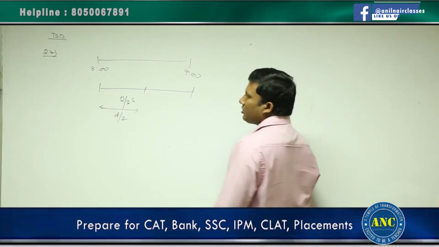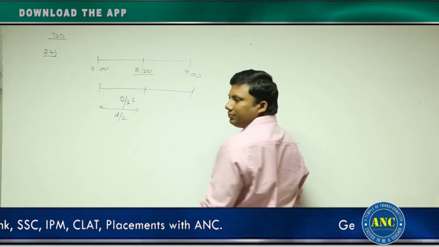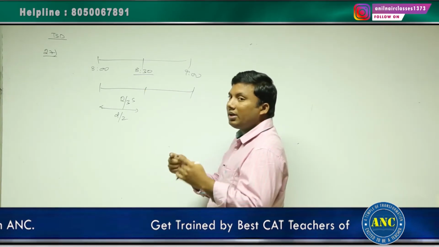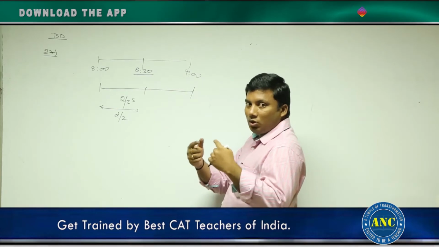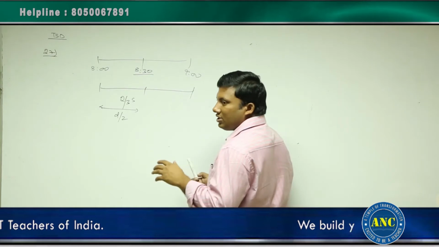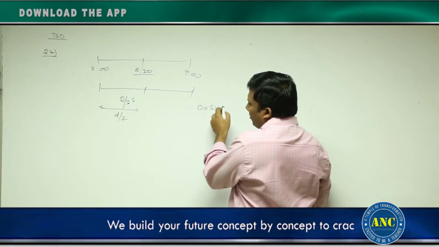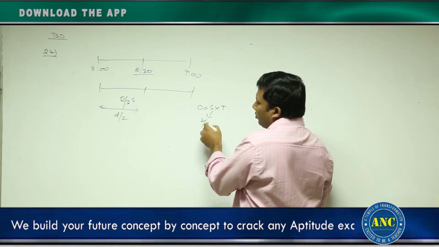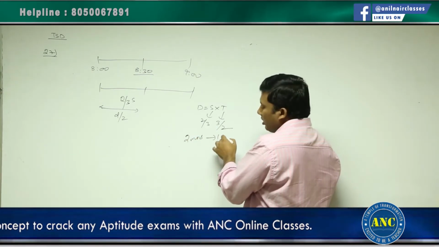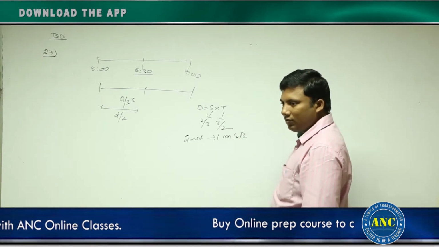Suppose she goes at a normal speed. That means at 8:30 she will be at the midpoint. But she is not going at a normal speed. She is going at 2/3 of the speed. Speed is decreased. That means when she reaches the midpoint of the distance, the timing will not be 8:30. So distance equals speed into time. Speed is 2/3, so time is 3/2. That means if the original time is 2 minutes, now she will take 3 minutes, 1 minute late.